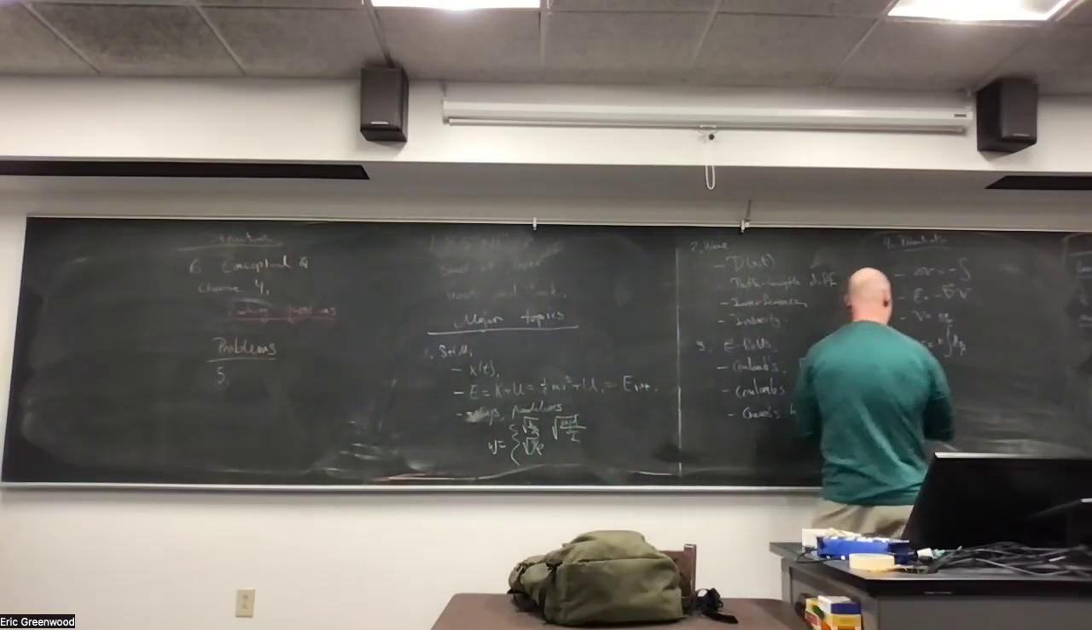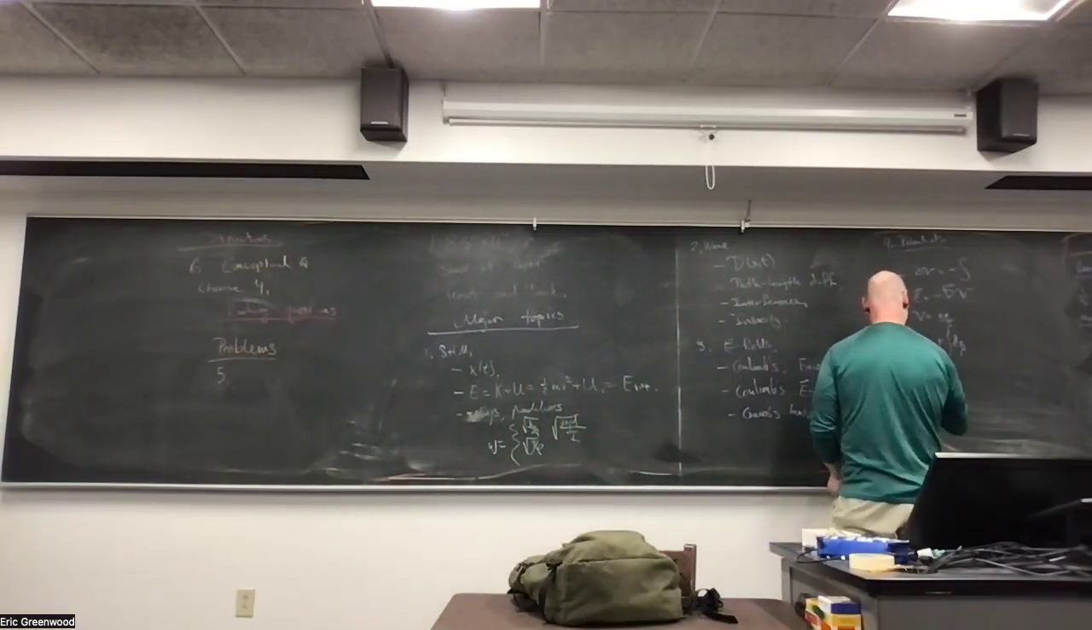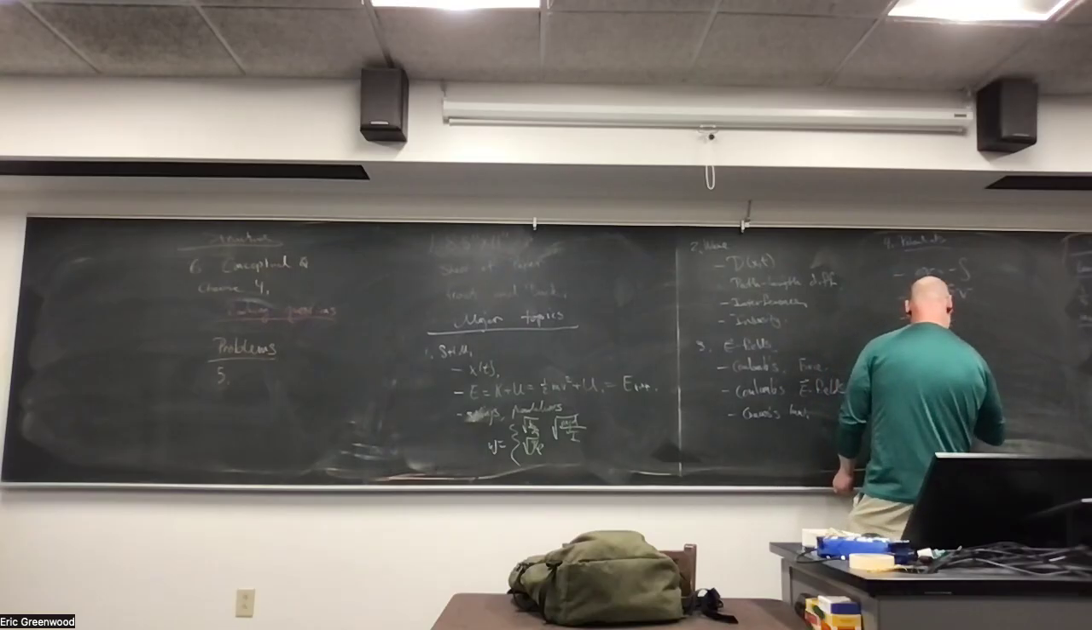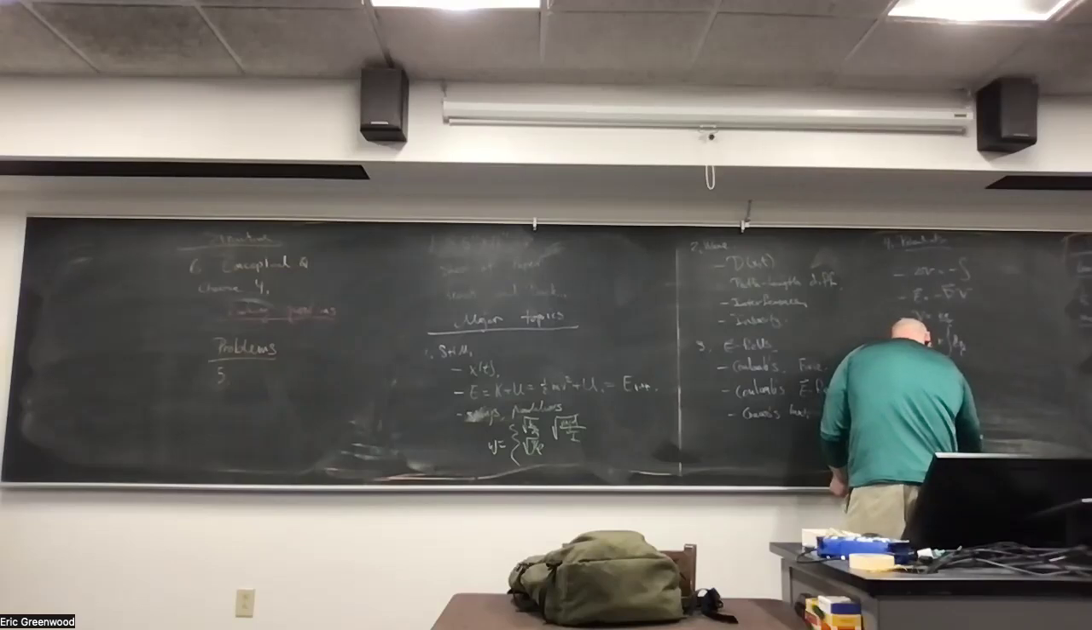Next up, number 5, we have our circuit stuff. So for circuits, we have what? Capacitors, resistors, Kirchhoff's laws.